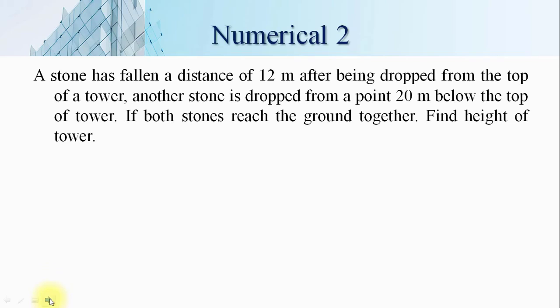For this second numerical, it is mentioned that a stone has fallen a distance of 12 meters after being dropped from the top of a tower. Another stone is dropped from a point 20 meters below the top of the tower. If both stones reach the ground together, find the height of the tower. Here the diagram is not given, so with respect to this statement, this diagram is drawn.